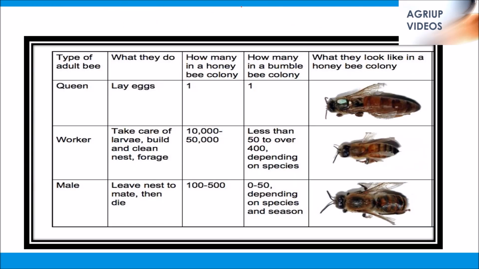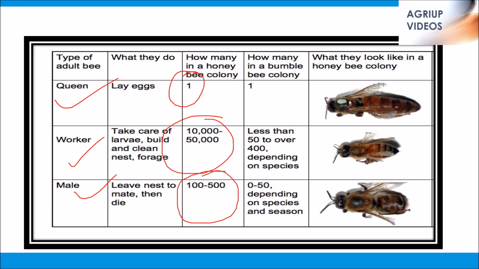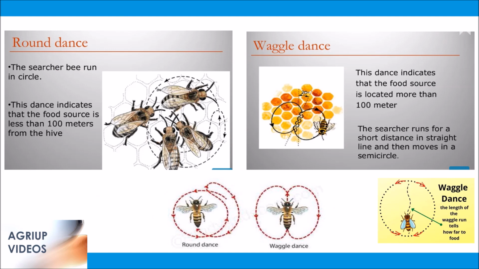Now, just a reminder of the different types of adult bees: queen, worker, male. Numbers: one queen, 10 to 15,000, 50,000 workers, then 100 to 500 drones. The queen lays eggs, takes care of the larva, builds and cleans the nest for ages. Males leave the nest to mate and then they die.